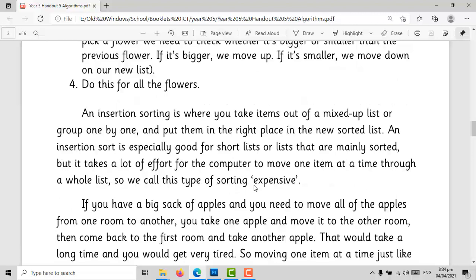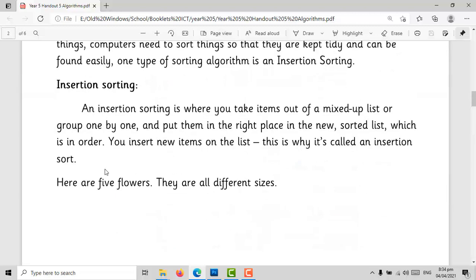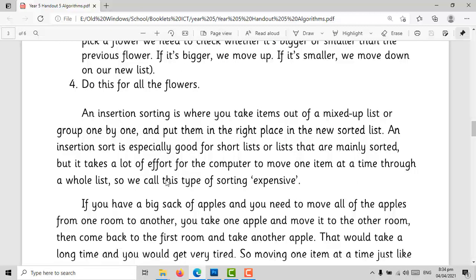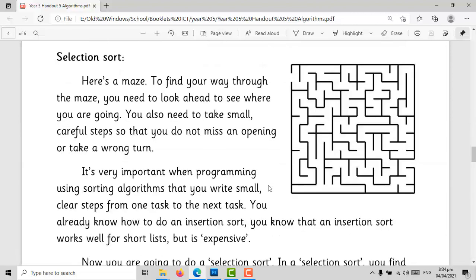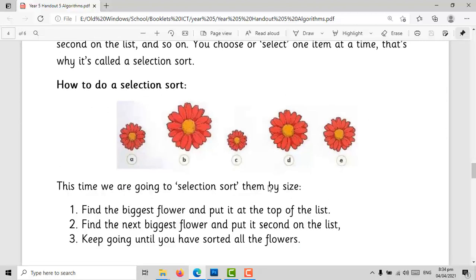Yeah, it's very expensive. Insertion sorting takes a lot of effort for the computer to move one item at a time through a whole list. So we call this type expensive, right? But selection sorting is very easy.